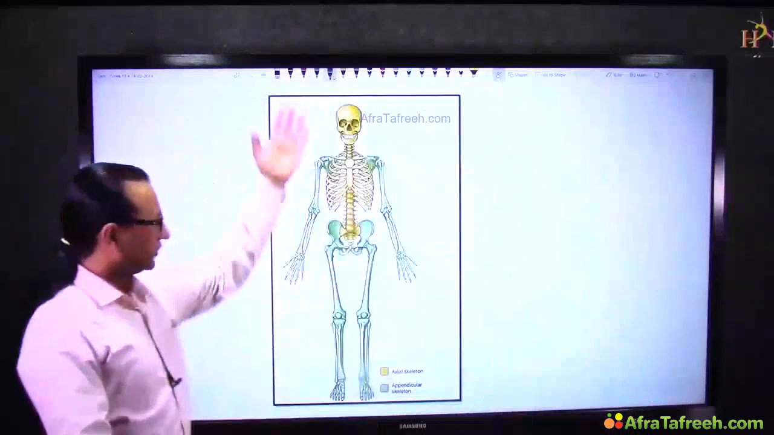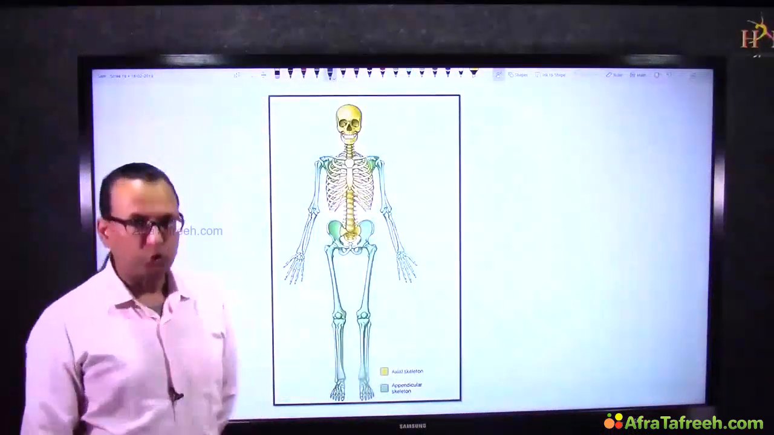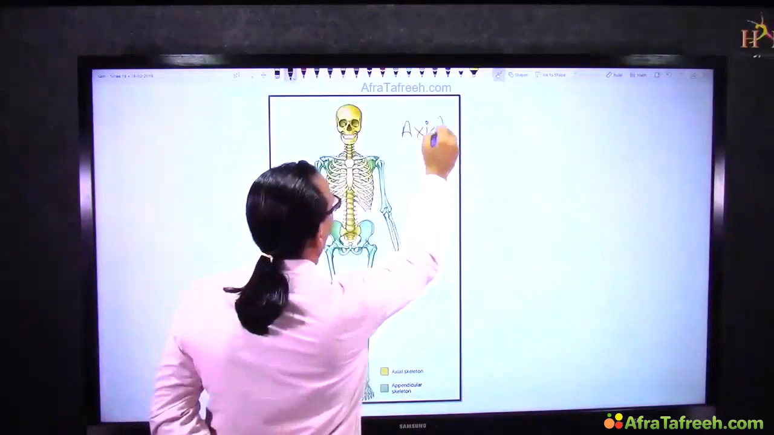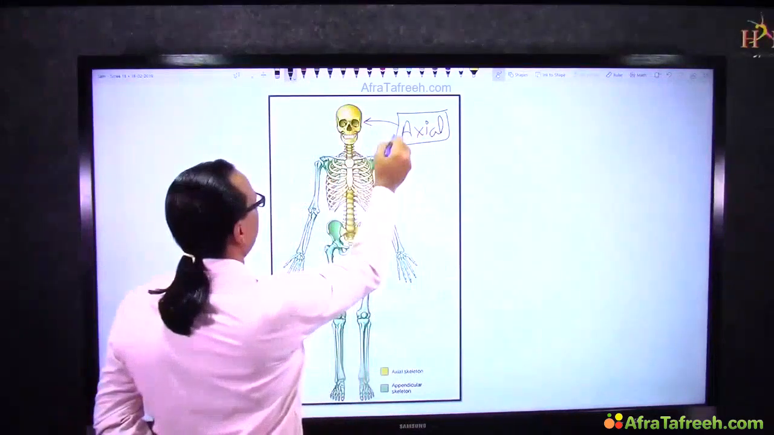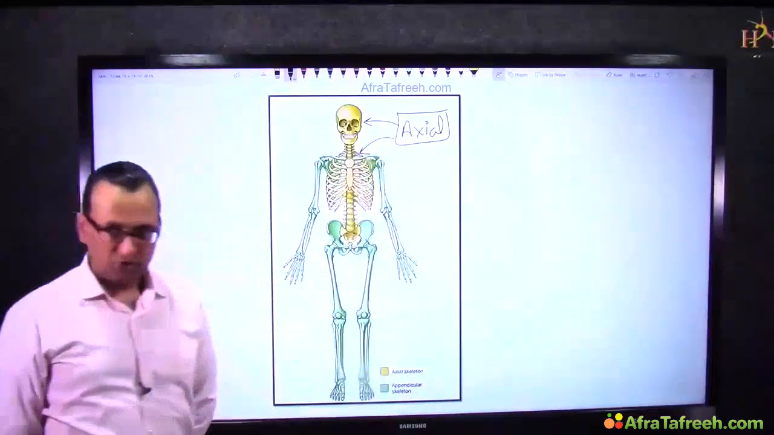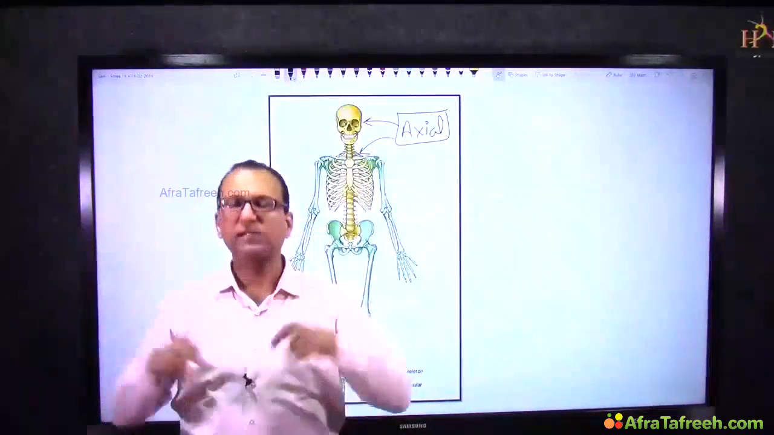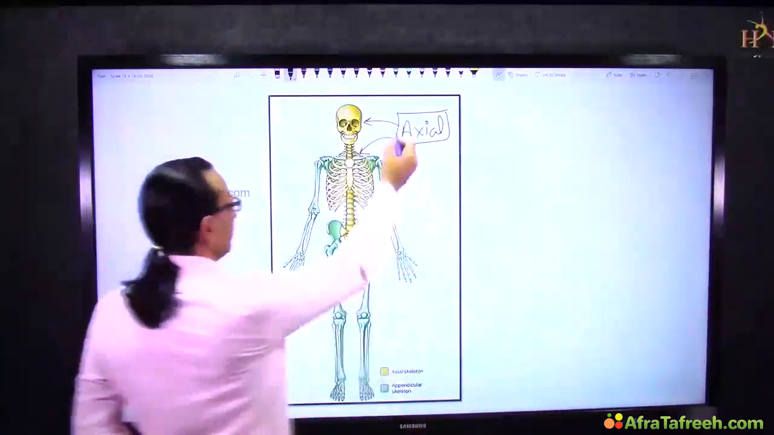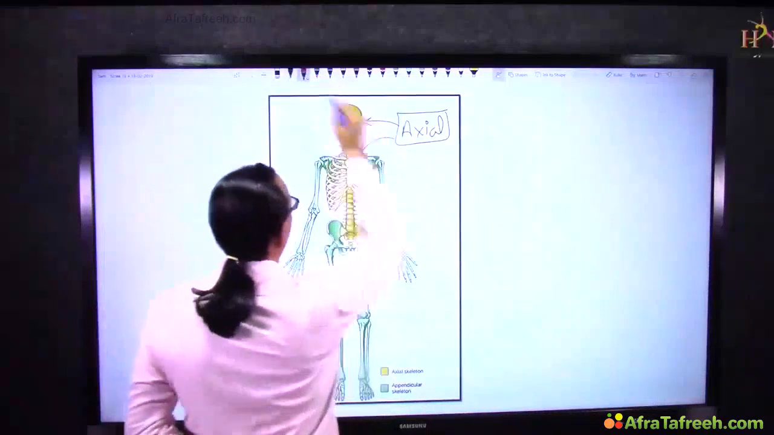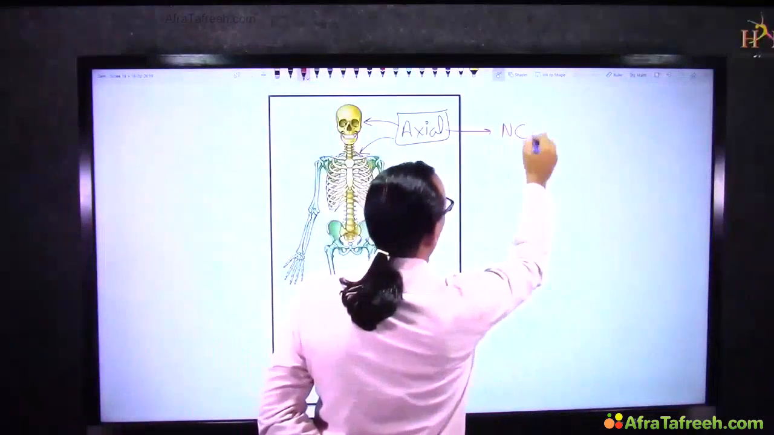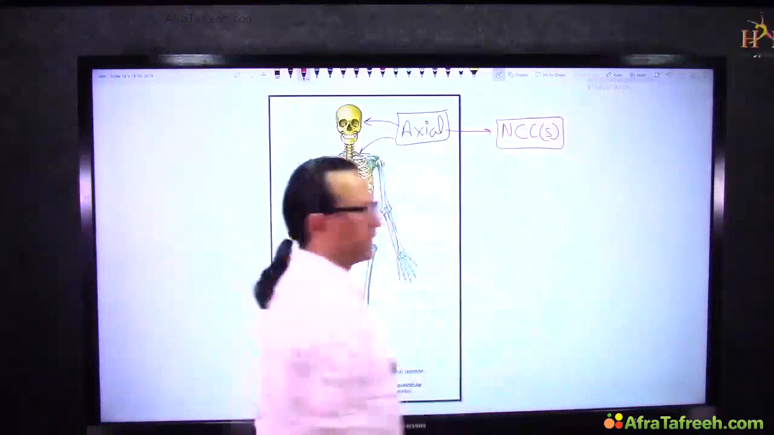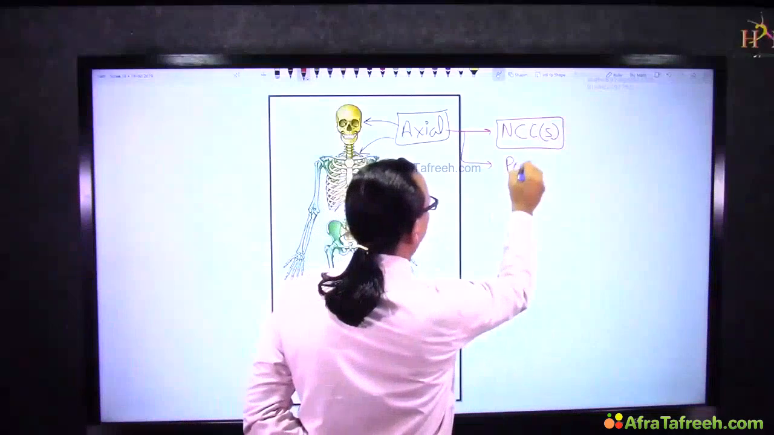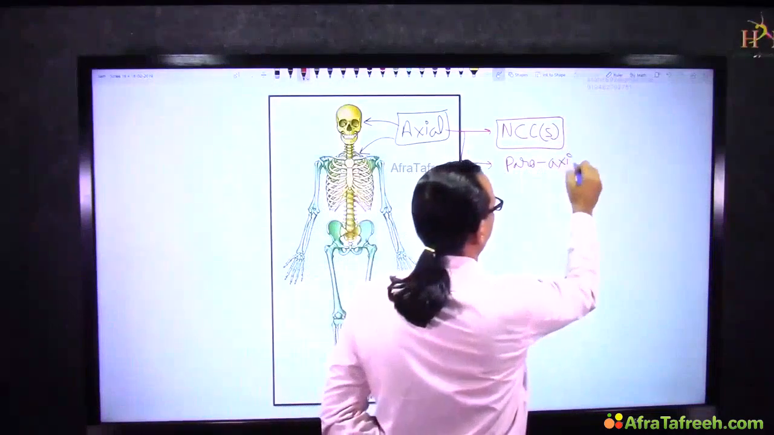As you look at the skeleton, there are two parts of skeleton. One is called the axial skeleton, and in the axial skeleton you will include the skull and the vertebra. Skull and vertebra is axial skeleton. Then there is appendicular skeleton, upper limb and the lower limb. When you say axial skeleton, the skull, we have mentioned that most of the skull bones are from neural crest, but posteriorly there is some contribution by paraxial mesoderm.